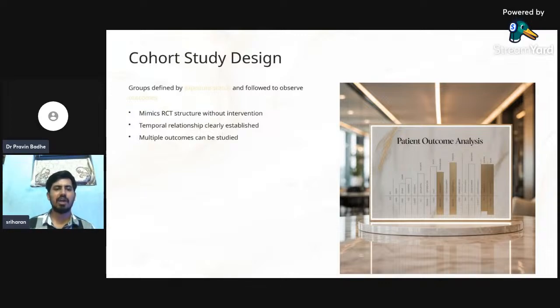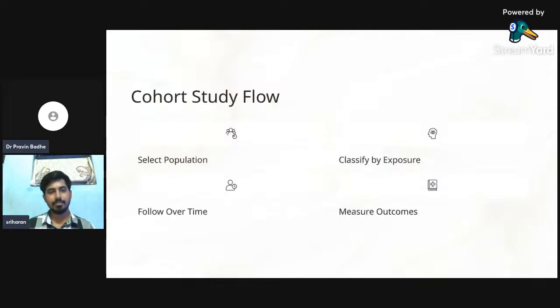It also mimics an RCT, but it takes place without intervention. It also establishes a cause-effect relationship, and it is also used for multiple outcomes. While studying a cohort, we get multiple outcomes: smoking causes cancer, and other later outcomes we also get. This is the cohort study flow. First of all, the first step is selection of the population, whether the patients are exposed or unexposed. After selecting and classifying them, we follow the people over time, observe and measure the outcome.